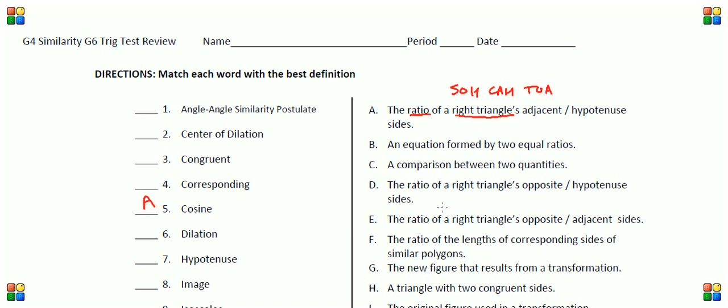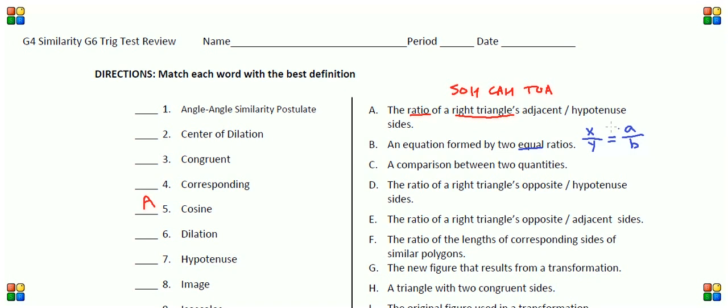Letter B, an equation formed by two equal ratios. Now I can tell you there's lots of math words in here. Equation, equal, ratios. It's easy to get this one confused with other ones. But if you think about this and just write this out, we know that a ratio is just some kind of a fraction. Let's just put some variables here. And an equation formed by two equal ratios. Equal means they're the same. And so let's draw another ratio. Let's just make this A over B.